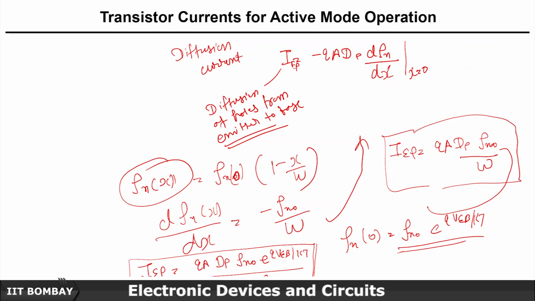I hope you understood how we did that. Just take the derivative of this and fit it into the standard diffusion current formula. Same, right now I did it at x equal to 0. Of course, continuity of the current has to be maintained. So let's do it. What will happen at x is equal to W?